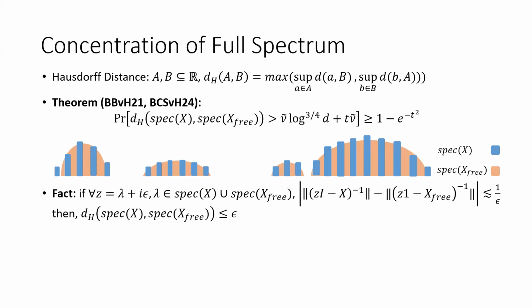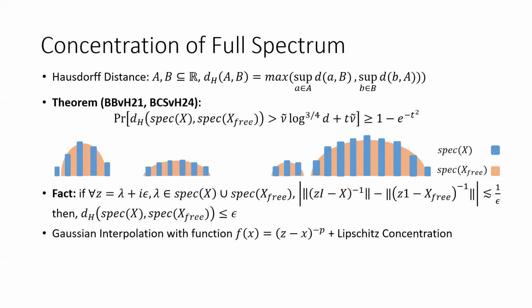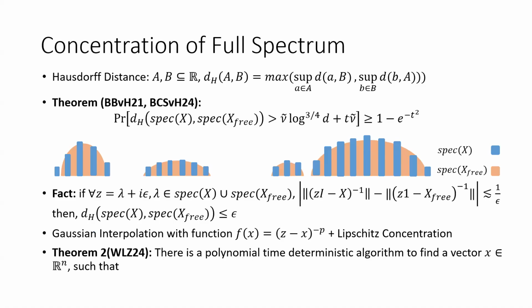But basically, the idea is that they apply the same framework: by controlling an appropriate function of the matrix X and comparing it with that of X_free, you can translate this to a bound on the entire spectrum. And our next result is that we deterministically find a matrix within the support of X such that the distance between the spectrum of this matrix that we constructed and the free operator is bounded.